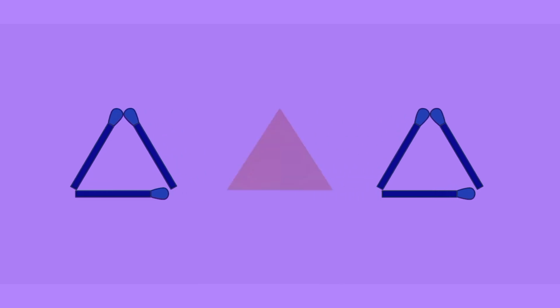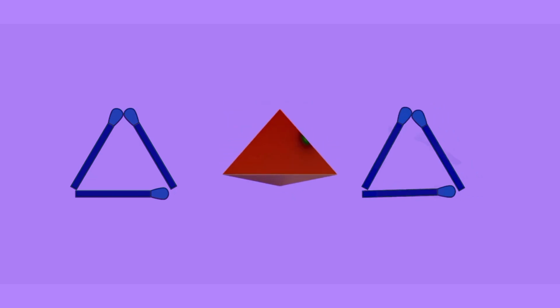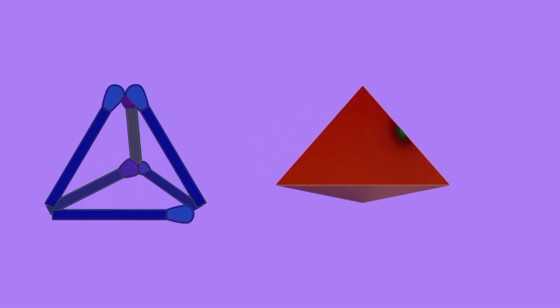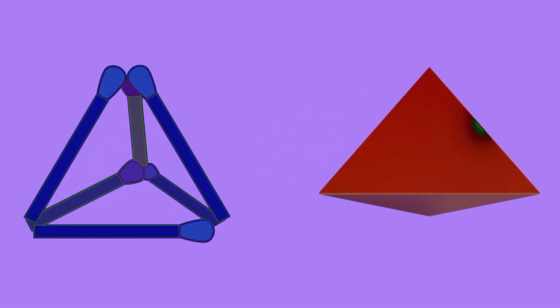So how do we do that? Simple. Arrange the matchsticks into a tetrahedron. A tetrahedron has 6 edges, which perfectly matches our 6 matchsticks. And it has 4 faces, all of which are equilateral triangles. That's the solution. Stop thinking in 2 dimensions. Look at the puzzle from a 3-dimensional perspective.